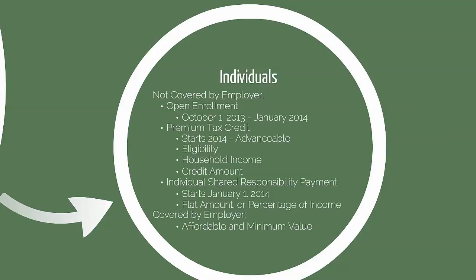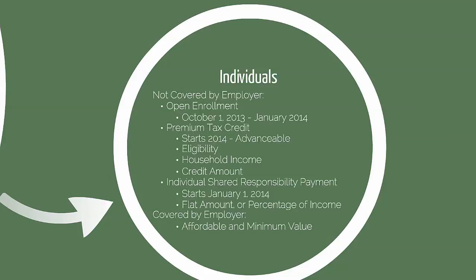So what is an affordable and minimum value plan? An employer-sponsored plan is affordable if the portion of the annual premium paid for self-only coverage does not exceed 9.5% of household income. The affordability test applies only to the portion of the annual premiums for self-only coverage and does not include any additional cost for family coverage. If the employer offers multiple health coverage options, the affordability test applies to the lowest cost option available to the employee that also satisfies the minimum value requirement.